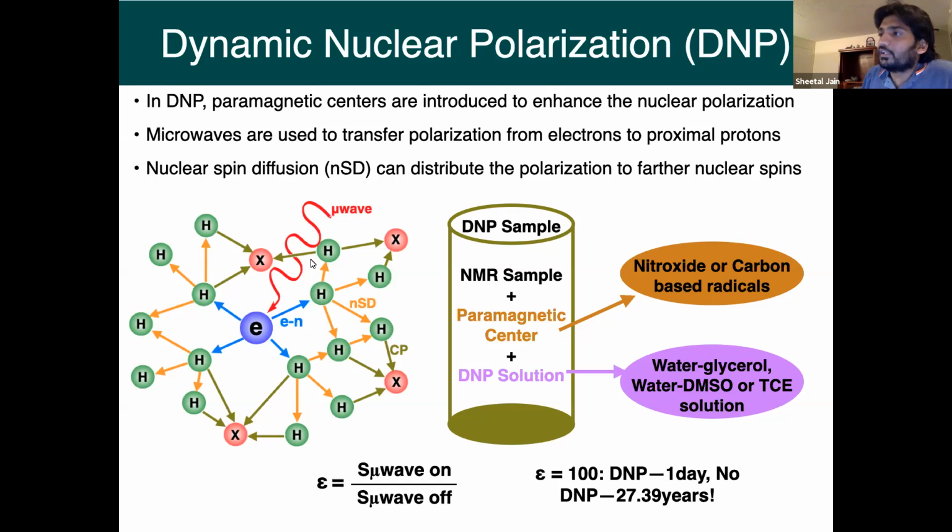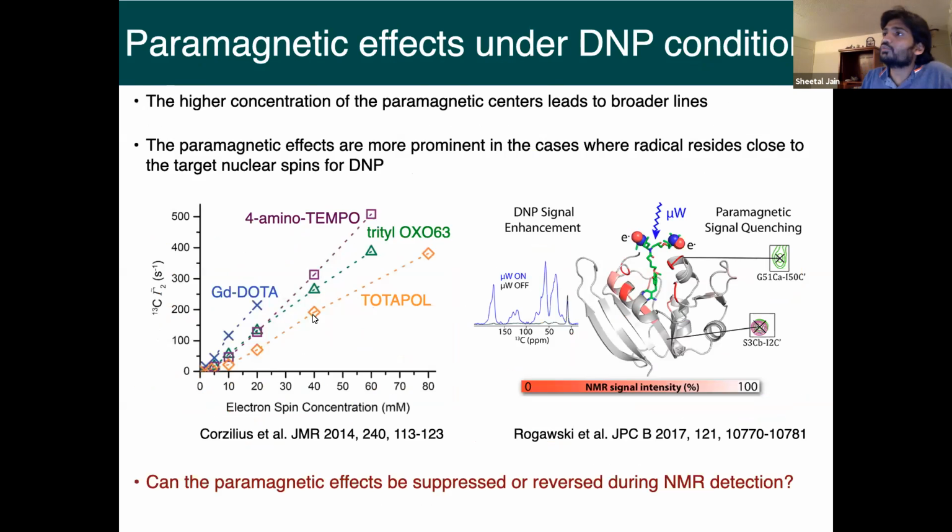However, in this case, the focus is that we introduce this source of paramagnetic center in the NMR sample, and that will have some side effects, which are those paramagnetic effects I briefly discussed in the last slide. So here are some examples where these paramagnetic effects under DNP conditions have been reported.